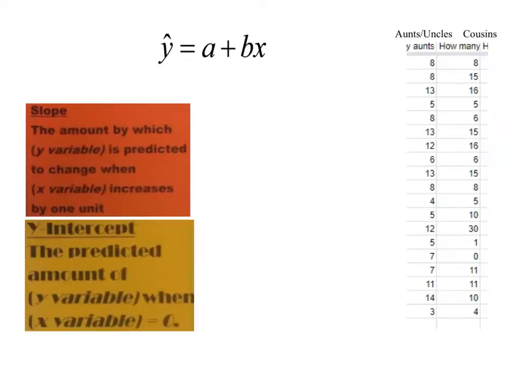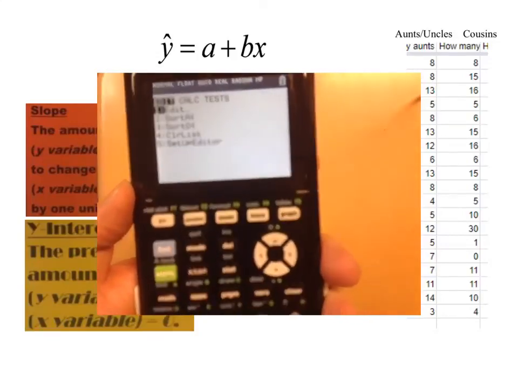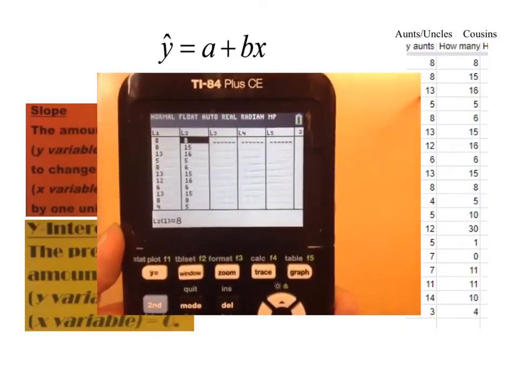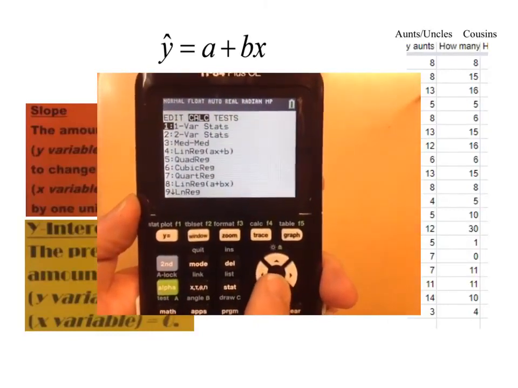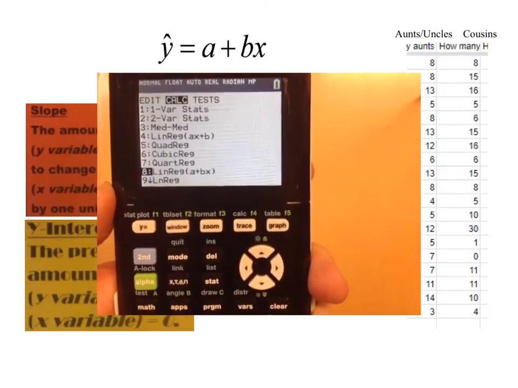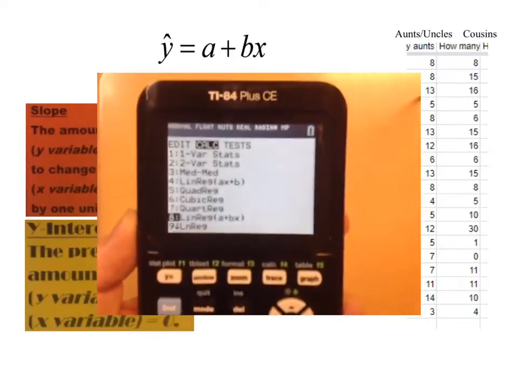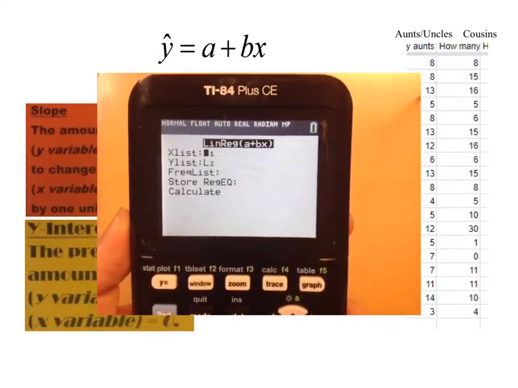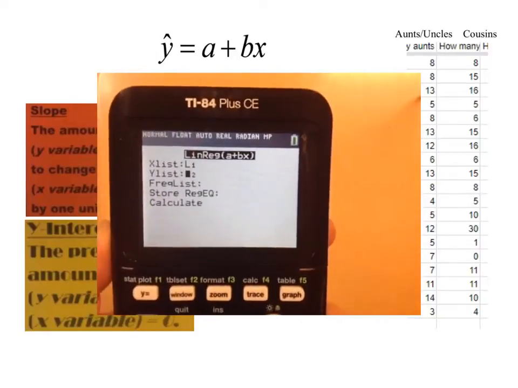Okay, so let's quickly, this is my aunts and uncles data from my class. Let me quickly calculate the regression equation using the calculator. All right, so I have already put the data into it, so you can have the data in your lists. And then you go to Stat, Calc. We're going to go down to number 8, LinReg a plus bx. This is the same one we use to calculate the correlation. Okay, my explanatory is in list 1. My response is in list 2. I'm going to leave the frequency.